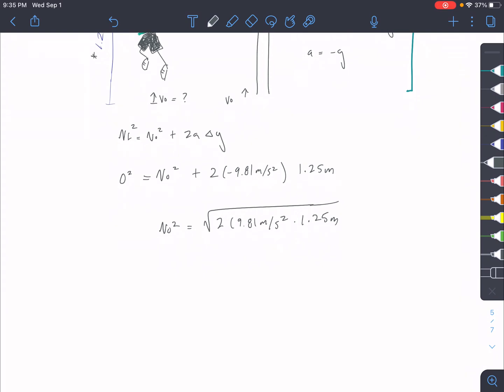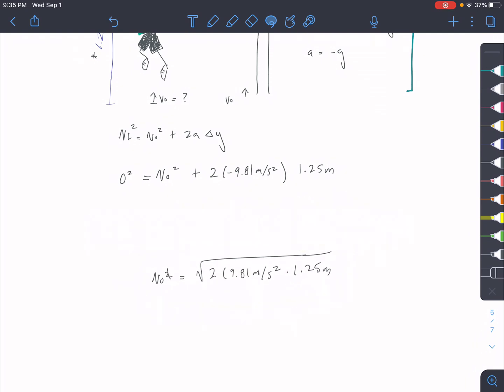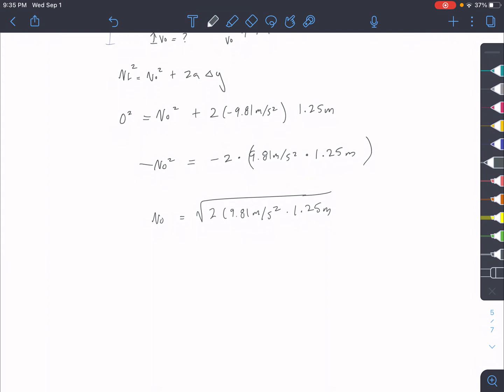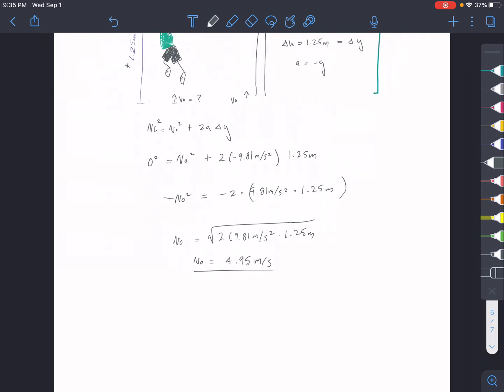All right. So essentially I just moved V naught over here. So negative V naught squared equals negative 2 times 9.81 meters per second squared times 1.25 meters. So then I distributed the negative, and then I took the square root of the other side. Okay, so in this case, our V naught is equal to 4.95 meters per second.